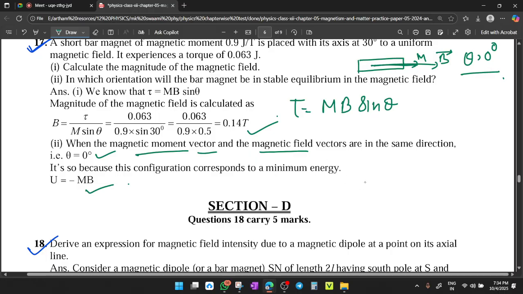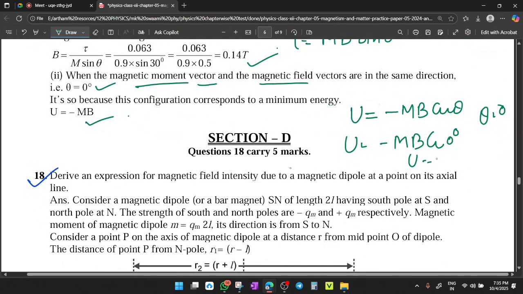Clear? Because the formula for the energy of the dipole is equal to minus MB cos theta, and place theta equal to 0 degrees. So U equals minus MB cos 0, which is 1. So U equals minus MB. Okay.